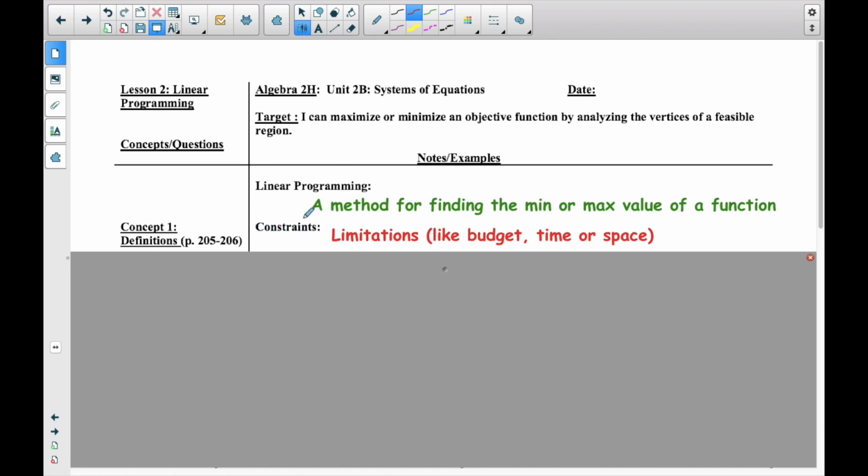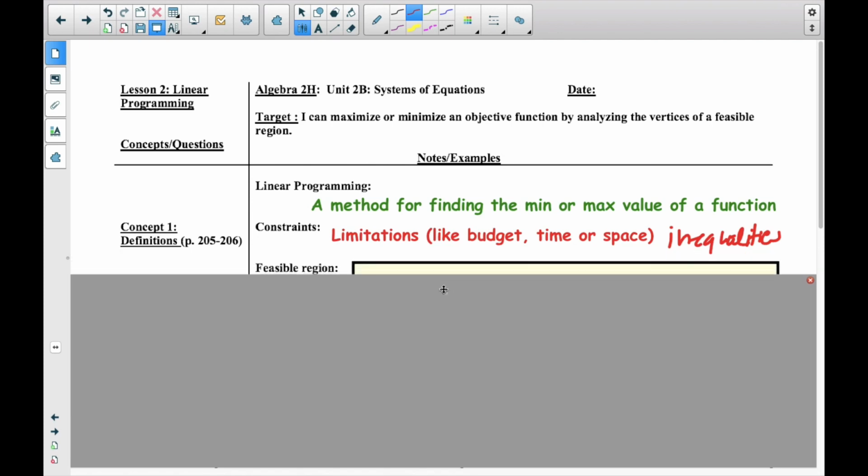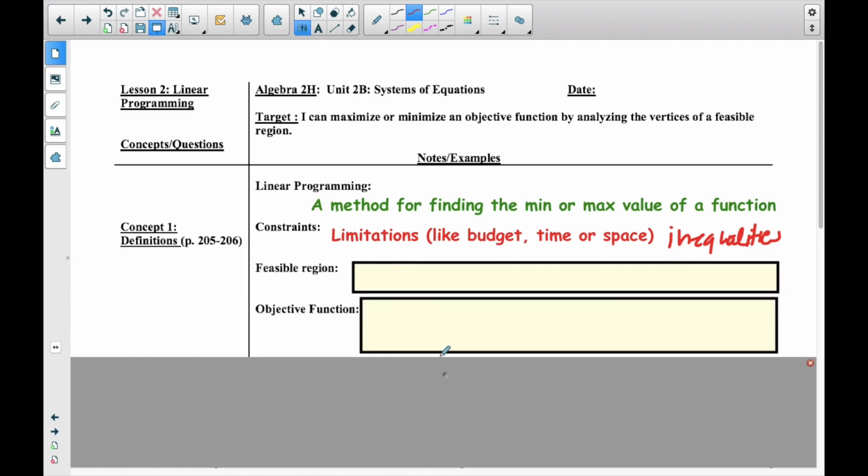One word that you need to understand is the constraints. Another synonym for that would just be limitations. So the constraints are things like budget, time, or space. Also, the constraints can usually be stated as an inequality. So these are inequalities that we will read the problem and we will write the inequalities to match up with what the problem is talking about. We have a couple more vocabulary words.